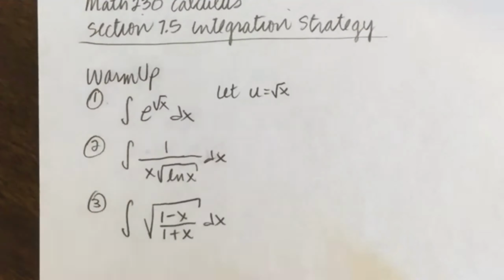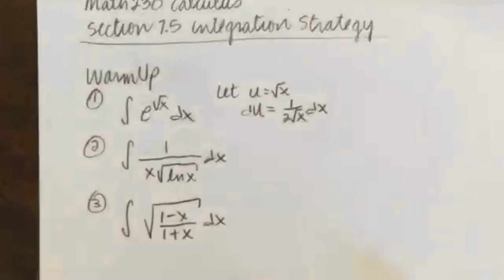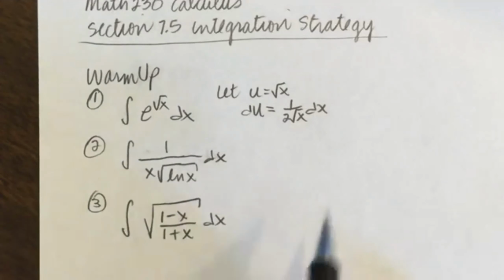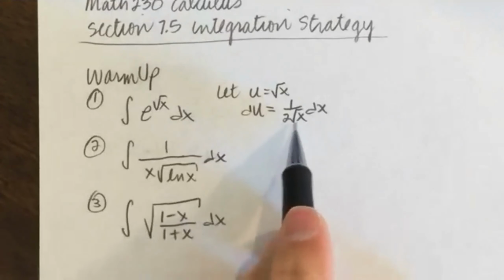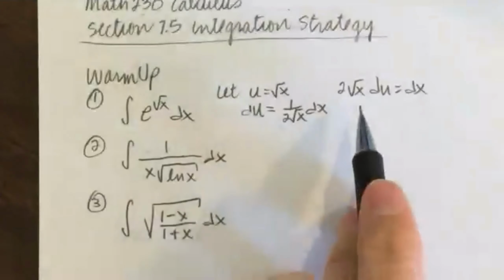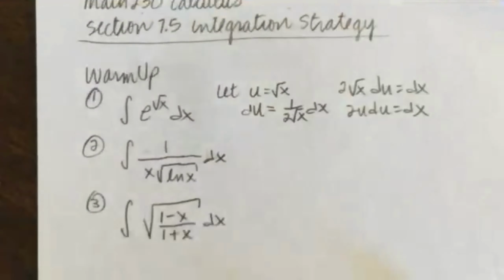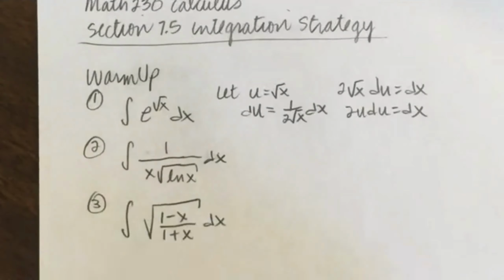Okay, now there's a couple of choices here. If you take the derivative, du, you get 1 over 2 root x, right? We have that one memorized. Then you're going to have to substitute for dx, so you're going to have to put this 2 root x on the other side. So you get 2 root x du is dx, but root x is u, so you get 2u du is dx. So some people like to do it that way.